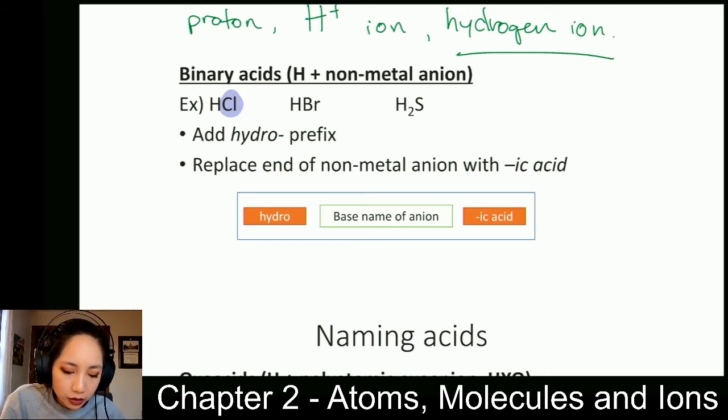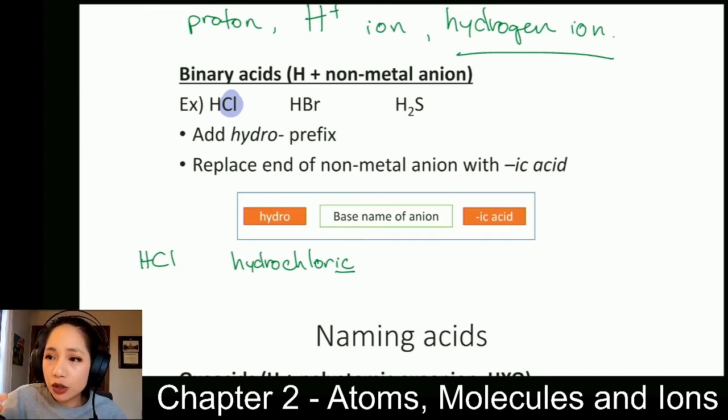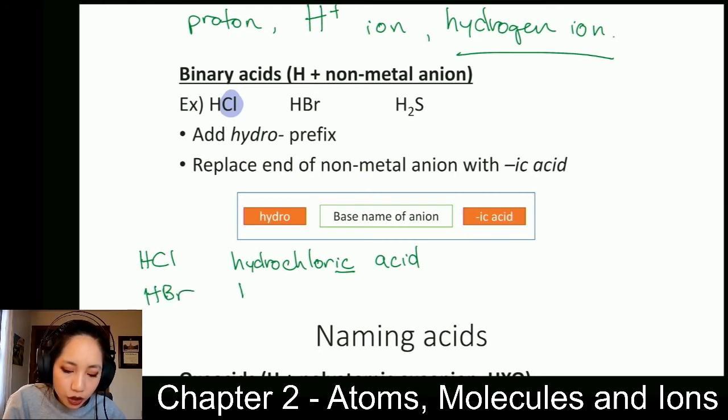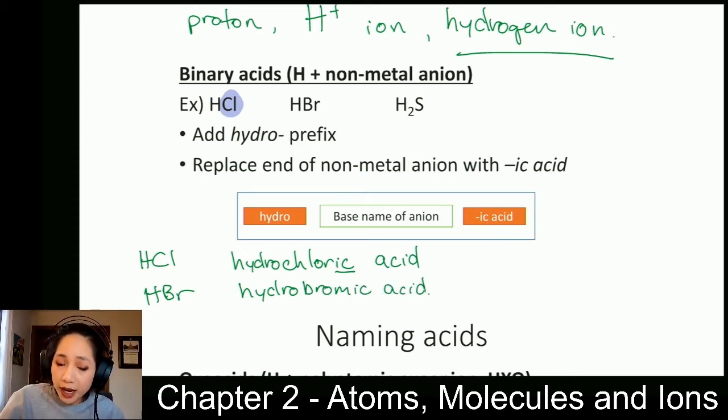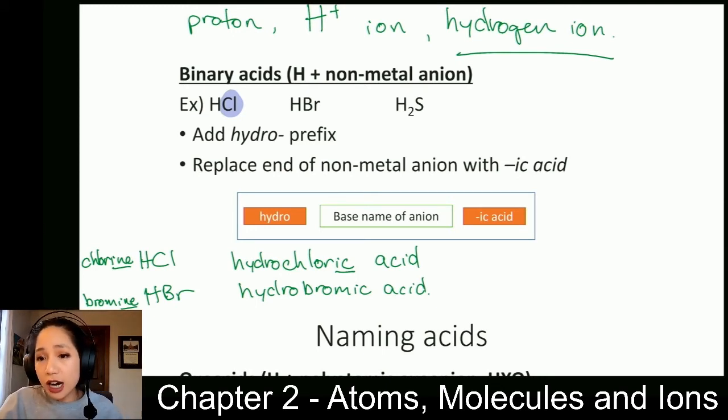So HCl would become hydrochloric. So we changed chlorine to ic, and then we have to add acid. HBr would turn into hydrobromic acid. And that's coming from the base name of the anion, which is bromine. So we take away the ene, and same thing with chlorine. We take away the ene, chlorine, and we replace that with ic. And to indicate those hydrogens, those donatable protons, we add ic acid.